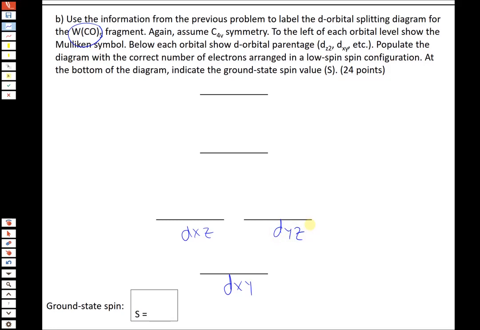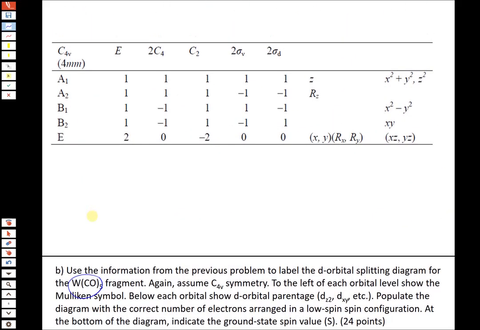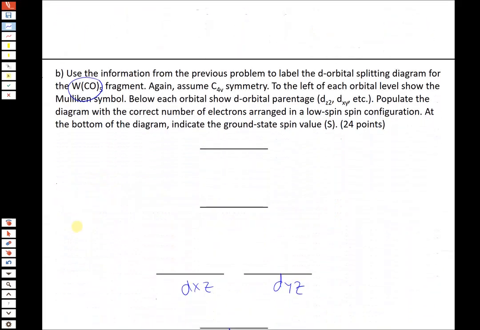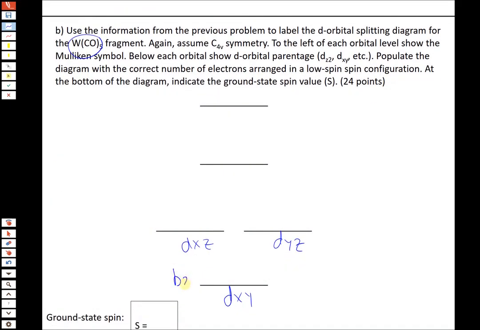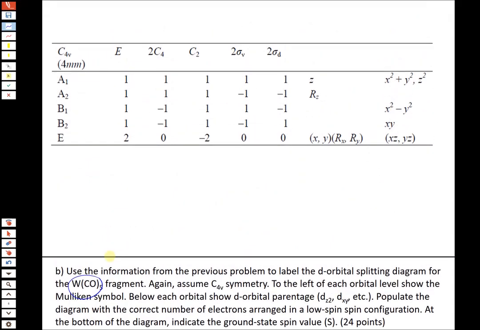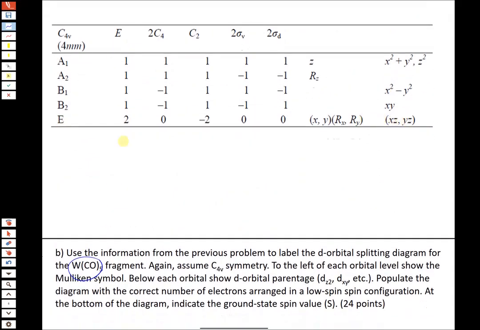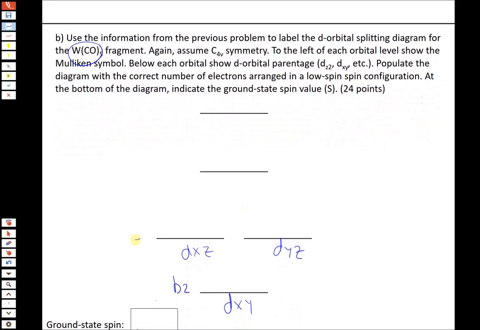Now, in terms of the Mulliken symbols for each of those, that comes right from the character table. So dxy here is b2, and then xz and yz transform together as e, which is why those two are shown at the same energy level. And the AOM model confirms that.